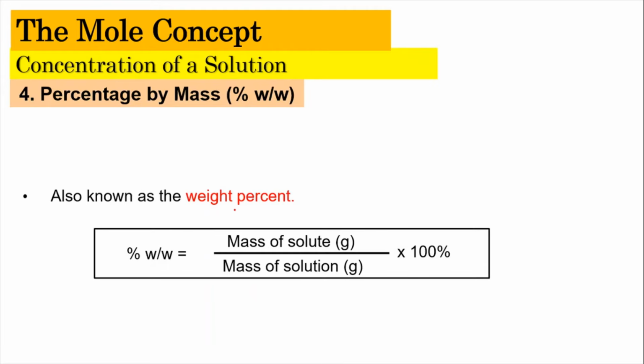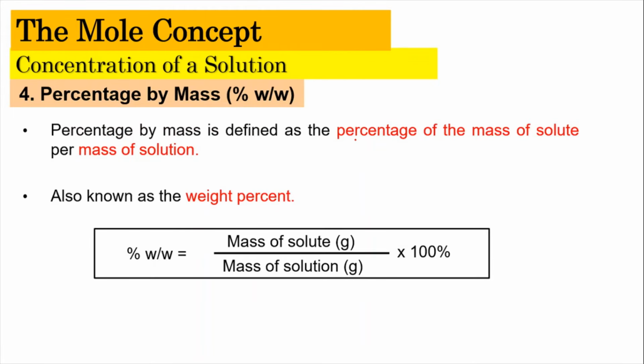Now we're going to look into the next part, which is the percentage by mass, percentage W over W. Percentage by mass is defined as the percentage of the mass of solute per mass of the solution. The formula is given in the box here: the mass of solute divided by the mass of solution, and since we are talking about percentage, we need to multiply by 100%. As you can see, the unit is gram and gram, so it doesn't matter. It can also be kilogram and kilogram as long as the units cancel out.